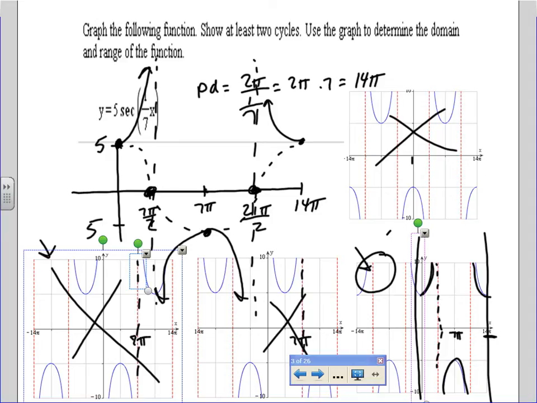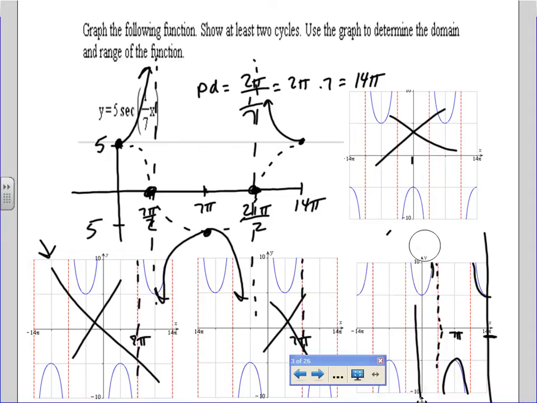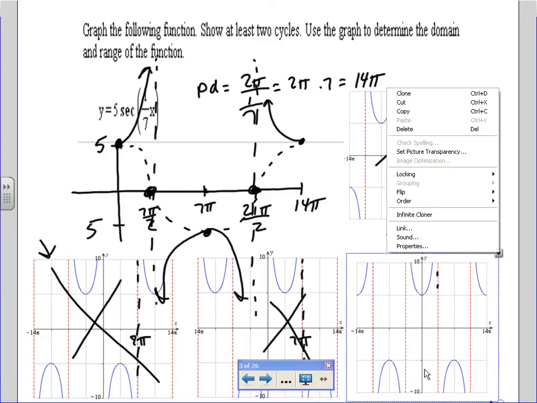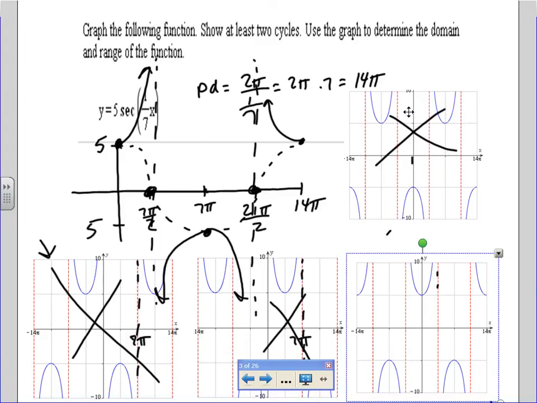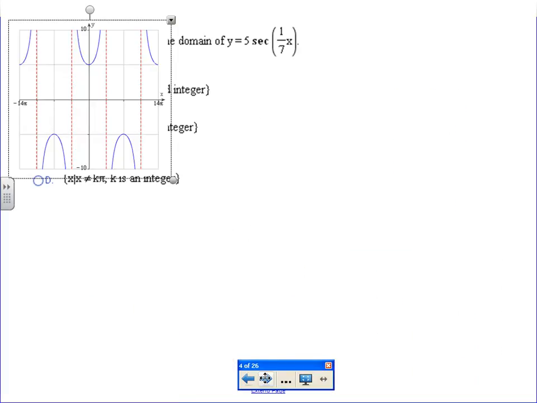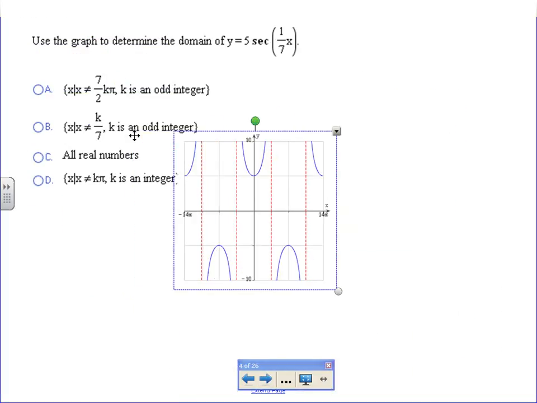Now, for the next one here, what I'm going to do is copy this graph so we can find the domain and range. So when we find the domain and range, what we want to do is look at our correct choice for our graph. So let me copy it. Or, of course, you could look at your sketch. Probably the sketch would actually be better. Let me paste it, and let's blow it up here.